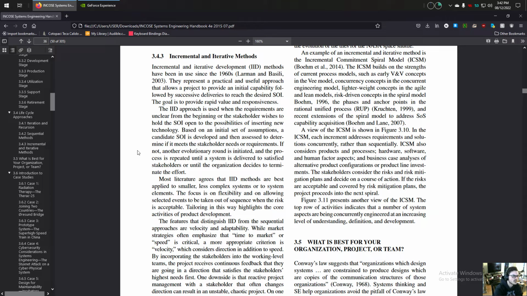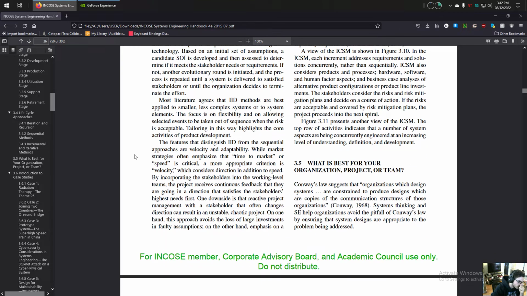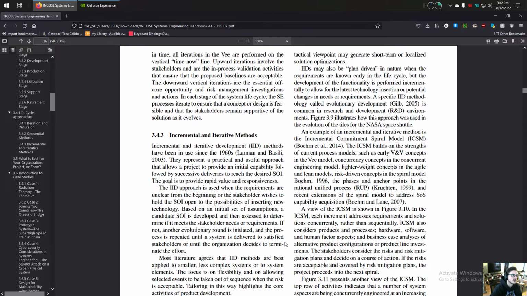By incorporating the stakeholders into the working level teams, the project receives continuous feedback that they are going in a direction that satisfies the stakeholders' highest needs first. One downside is that reactive project management with a stakeholder that often changes direction can result in unstable, chaotic projects. On the one hand, this approach avoids the loss of large investments and faulty assumptions, but on the other hand, emphasis on a tactical viewpoint may generate short-term or localized solution optimizations.